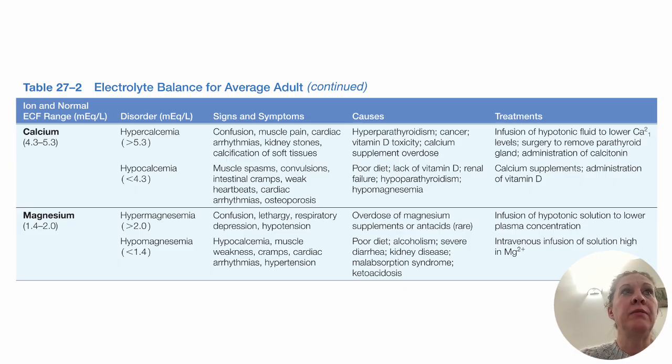Magnesium is also used for ATP production and contraction of muscle fibers, so it's very important there. It's usually reabsorbed by the kidneys, and our daily requirements are about 24 to 32 milliequivalents.